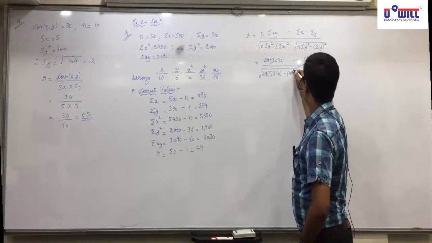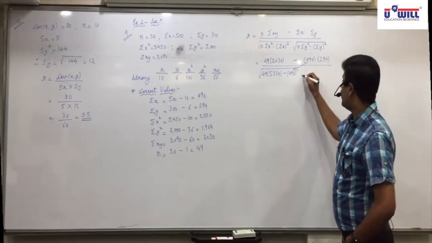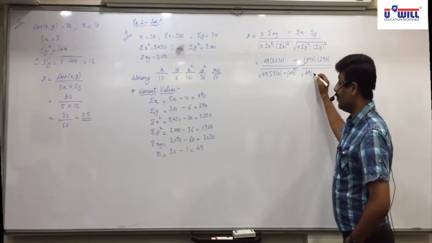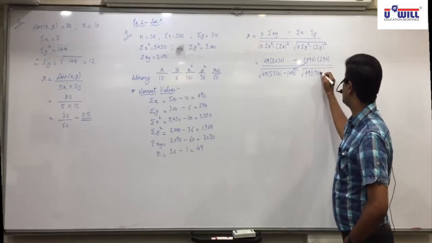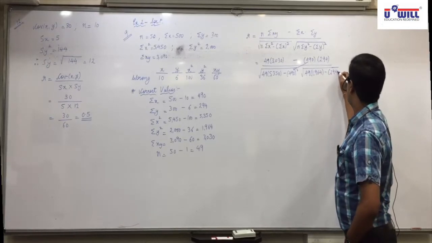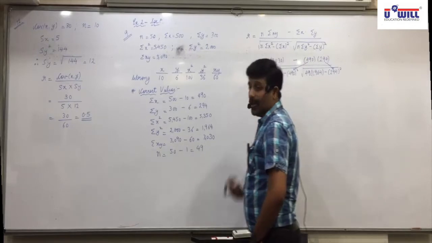I told you this shortcut method also here. Take the right side values on the right side. Into 49 into square root of 49 into 1964 minus 294 whole square. Are you all clear with it?